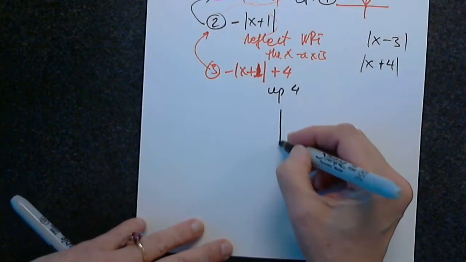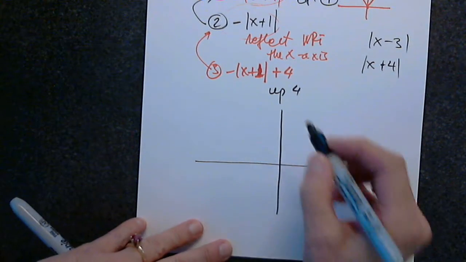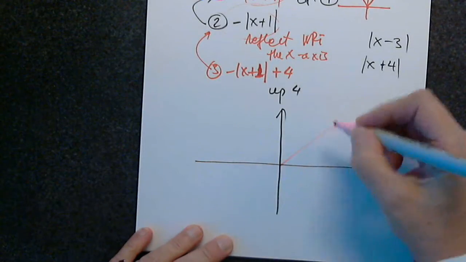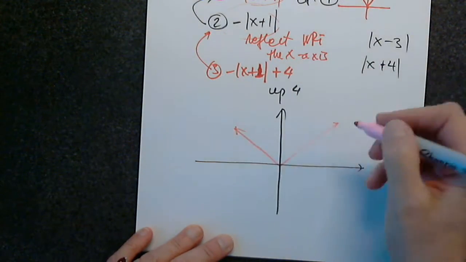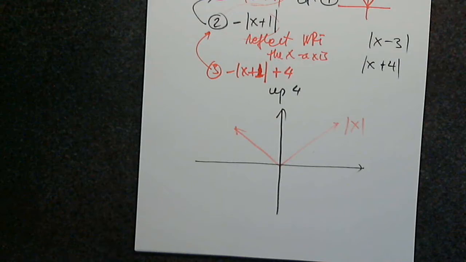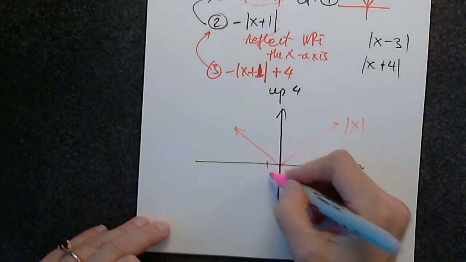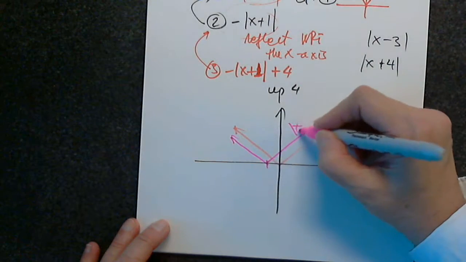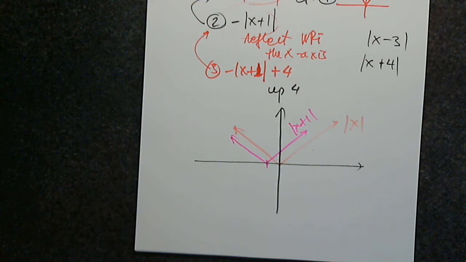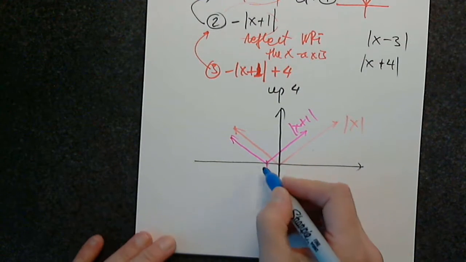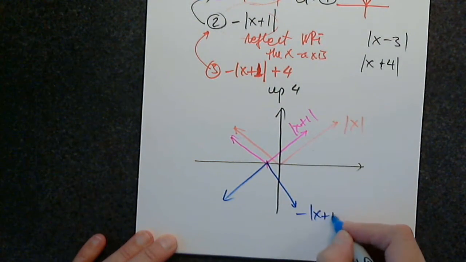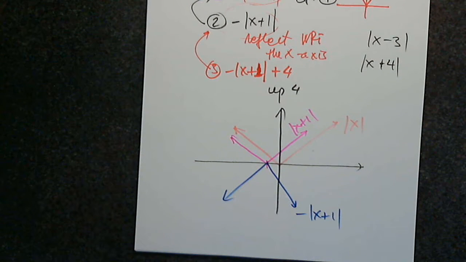We start with the base function. Here's the base function. It bisects the first and the second quadrants. Then you told me to move it 1 to the left. So this is the absolute value of x plus 1. Then you said, now reflect. Okay, I'm reflecting. And then he said, what? What did you say last?